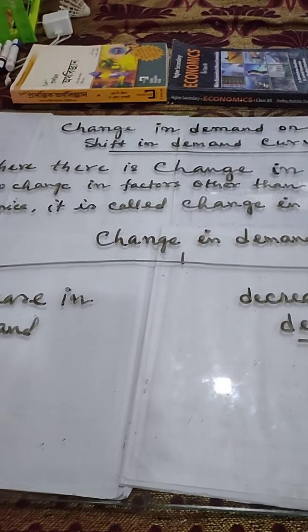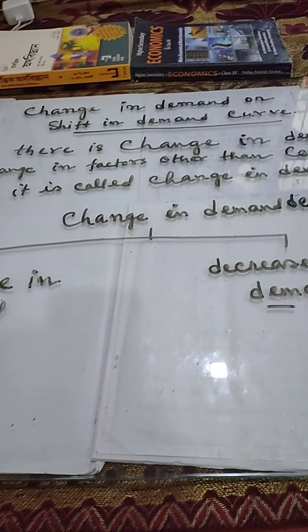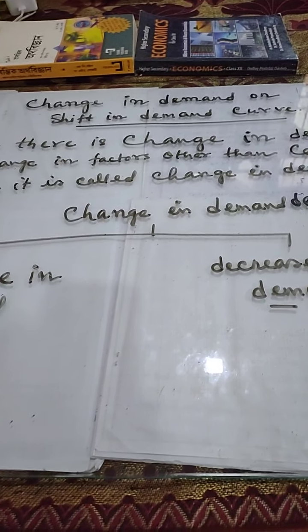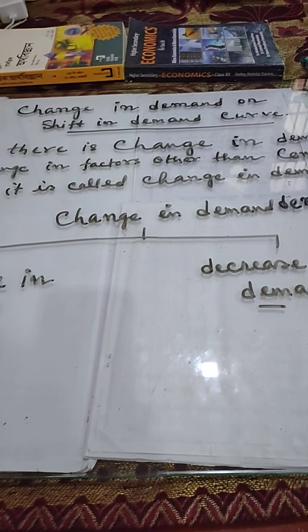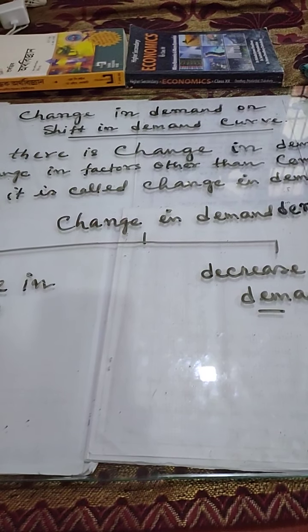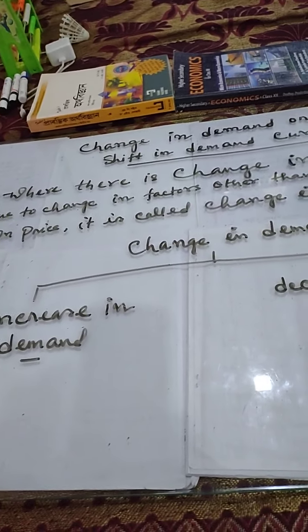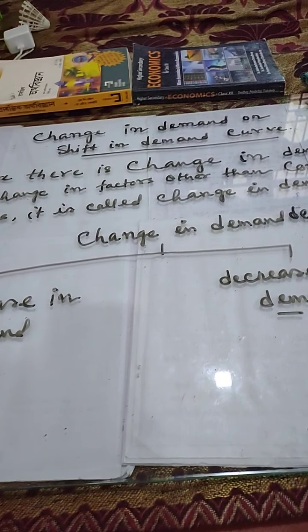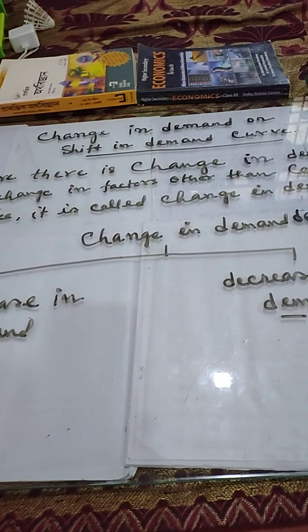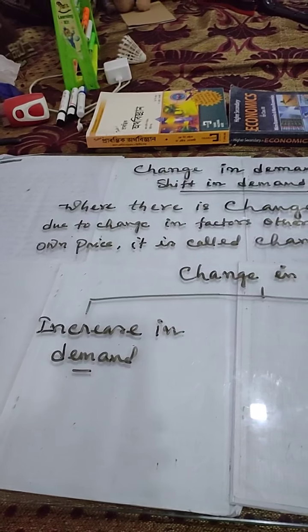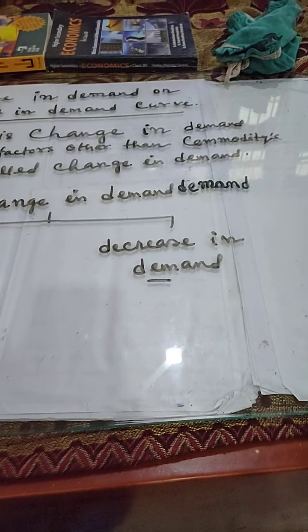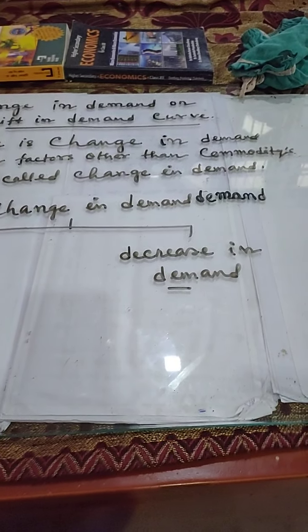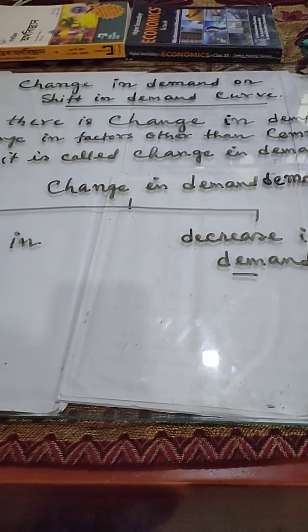In case of change in quantity demanded, we did not get any separate demand curve. That means there was no shift in the demand curve, but to show the change in demand, we must shift the demand curve. That means in increase in demand or in decrease in demand, we have to shift the demand curves rightward or leftward. How it is possible, you see.